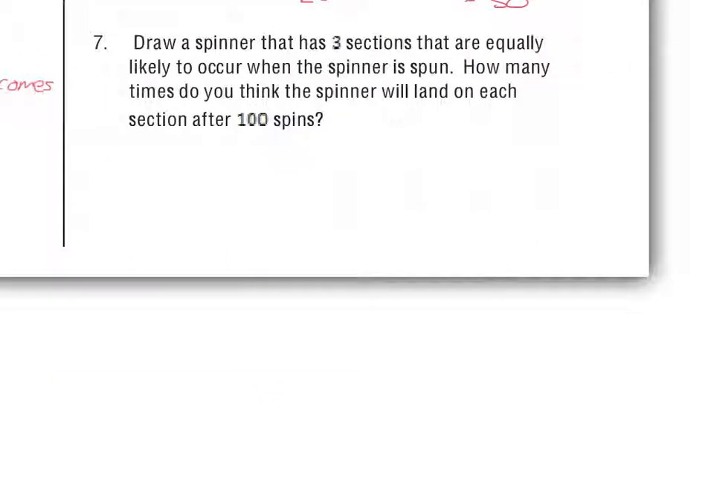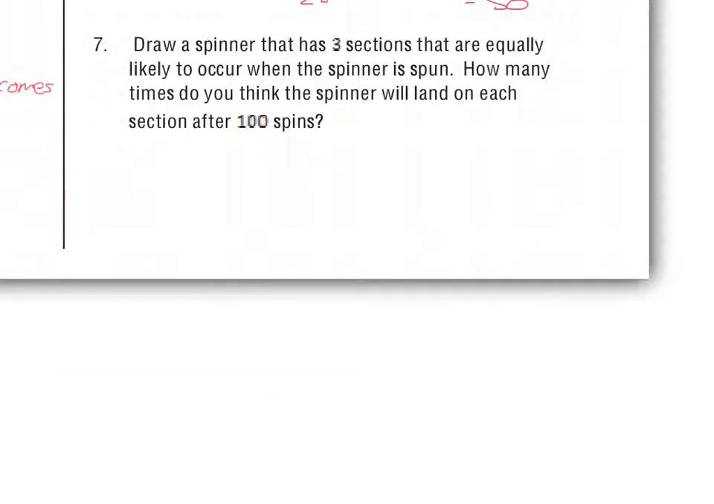All right. Draw a spinner that has 3 sections that are equally likely to occur. And then how many times do you think the spinner will land on each section after 100 spins? So go ahead and jump through this question and answer the question before you move forward.